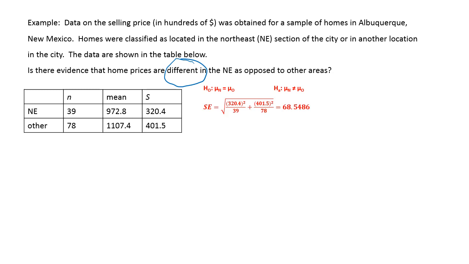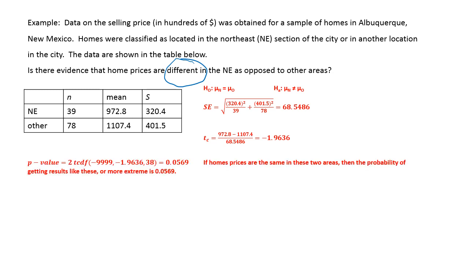Our standard error formula, there it is, the same one that we've used for other things. And we calculate a t, which is the difference in those two, divided by our standard error. We get negative 1.9636. So because we're looking for a not equal here, that means we put a 2 there. And so we go to the negative side because that's negative. And we get this number, 0.0569.